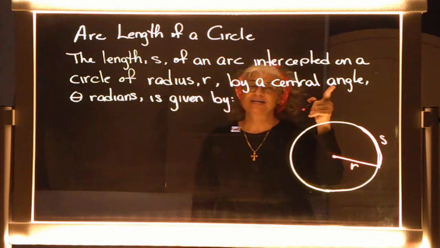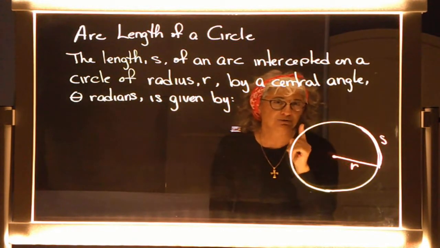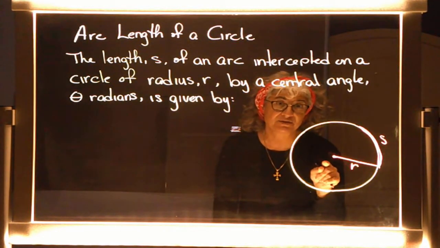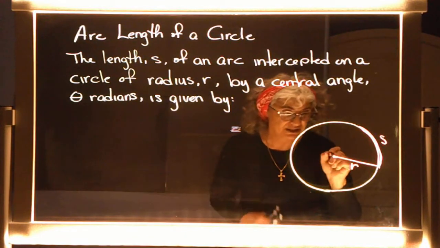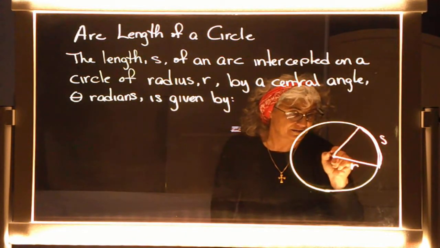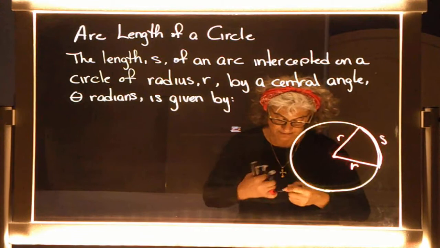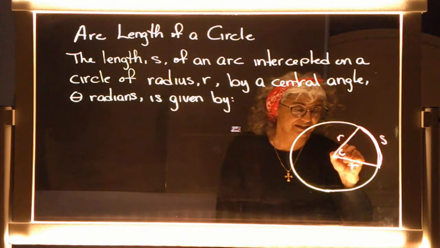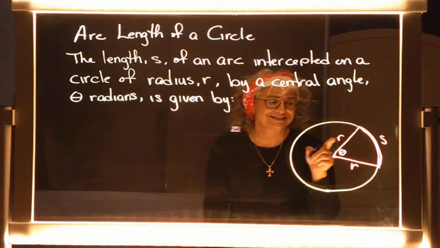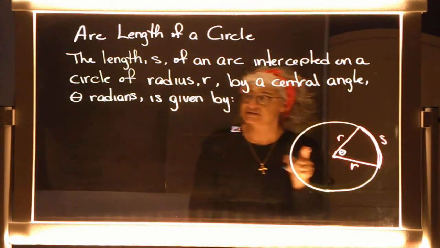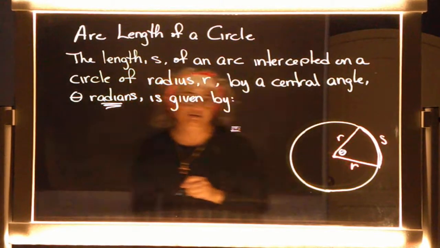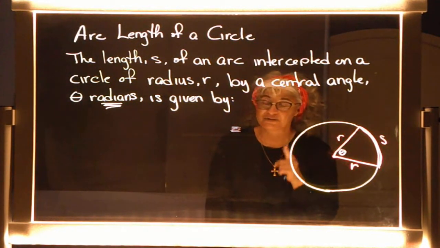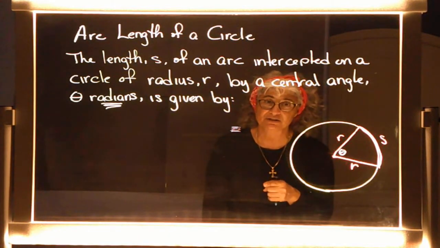By a central angle. Central angle means the vertex of that angle is at the center of the circle. So, here's the thing. This is also r. My theta is right here. That's your central angle. And notice, theta has to be in radians. Got it? Theta has to be in radians. If it's not in radians, you need to convert it.